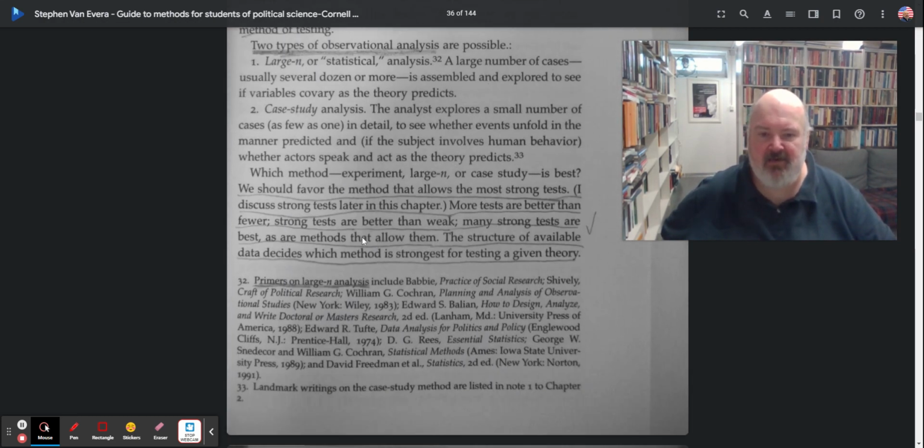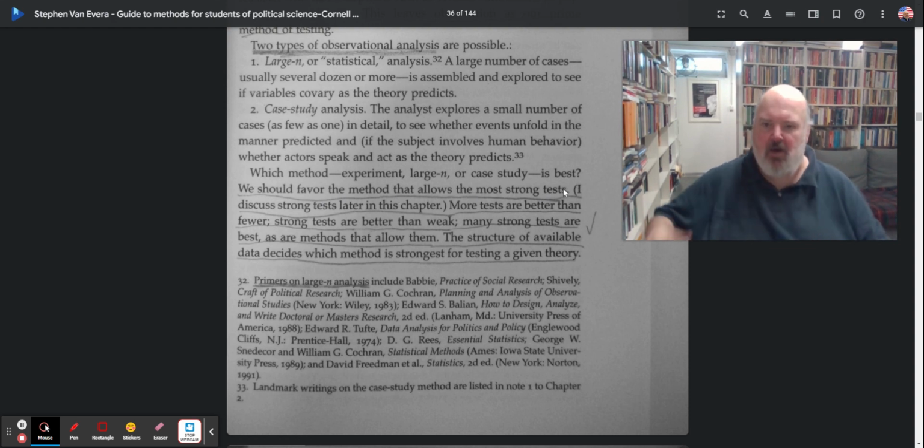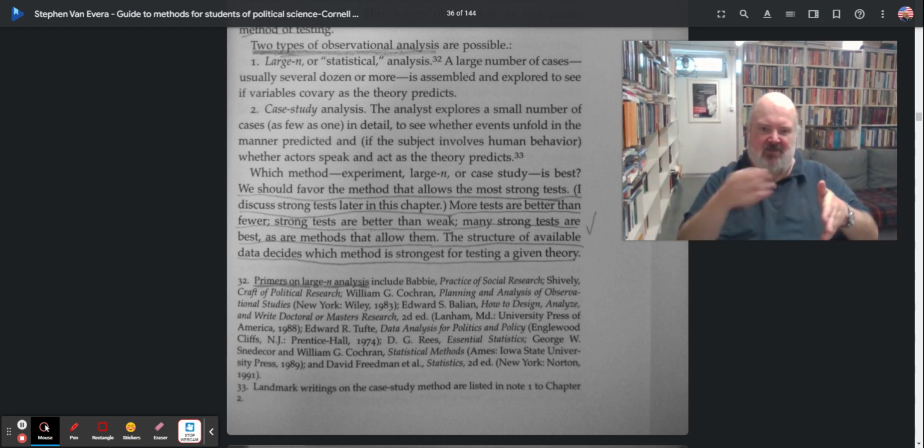Which method, experimental, large N, or case study is best? Which one is best? We should favor the method that allows the strongest test. So therefore, the question is which of these tests? The one that allows the strongest test. I discuss strong tests later in this chapter. More tests, the better. So in other words, things that allow us to test.